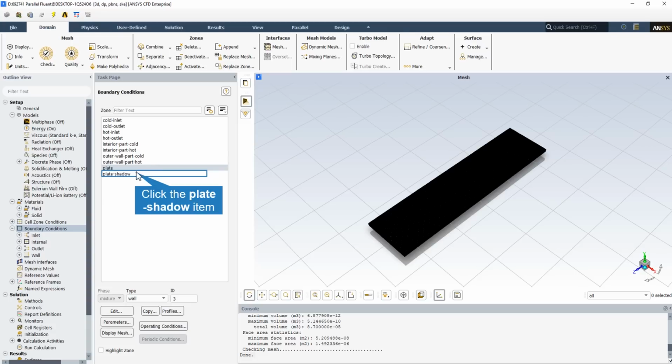Since the Chevron plate is assumed to be a coupled wall, there are two different zones on both sides of the Chevron plate, so it's a coupled wall. And because of that, a shadow is defined for the plate.